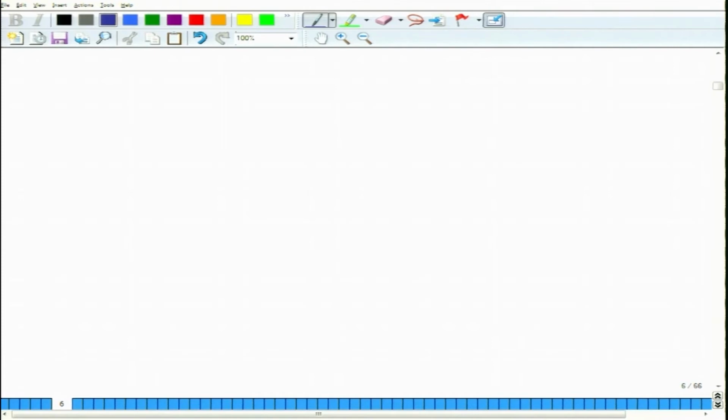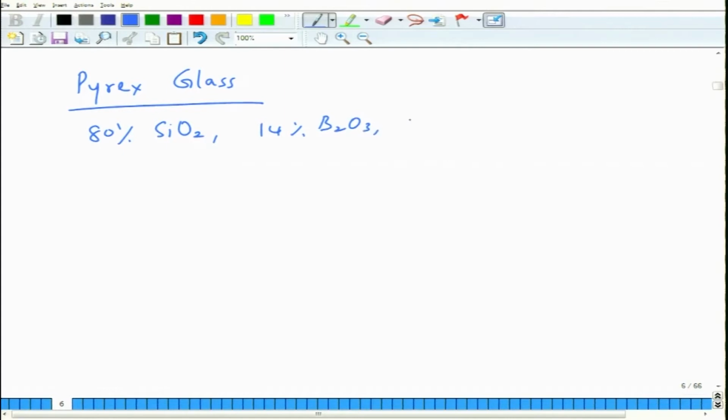So there are typical glass compositions which I will now list. First one is Pyrex glass, which is a very well known name that you might have heard of. This contains 80% silicon oxide, 14% boron oxide, and 4% Na2O, and this has a softening temperature of around 550 degrees centigrade.